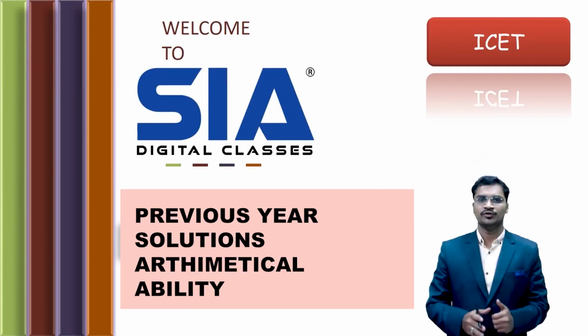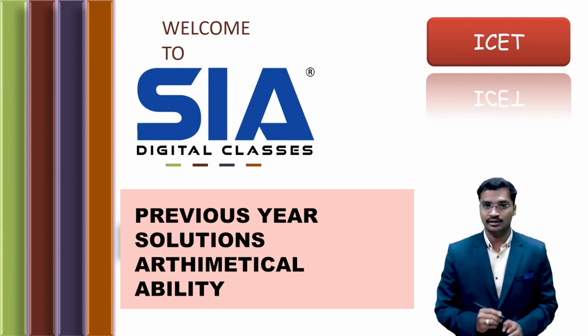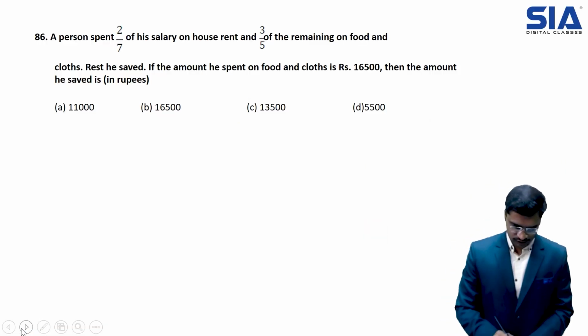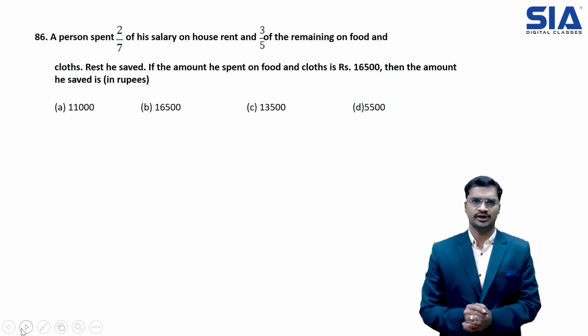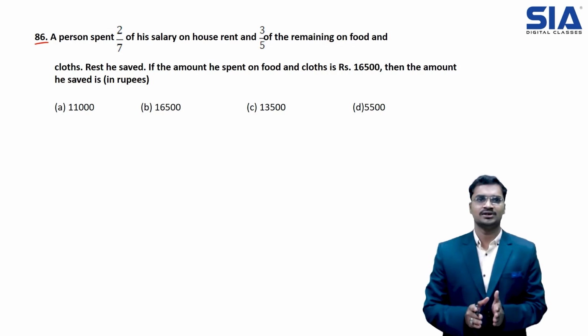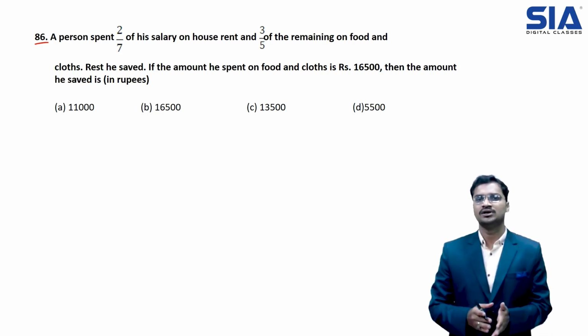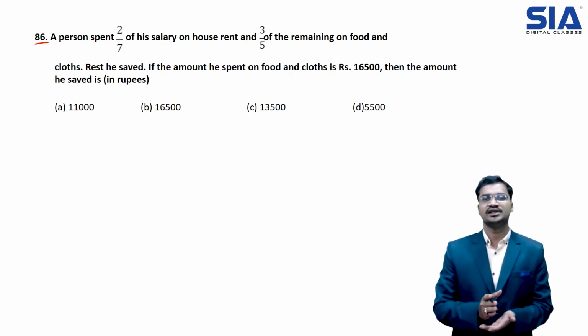In this video, we are going to solve some more questions from our topic, which is arithmetic ability. So our first question, the 86th question in your question paper, is: a person spends 2 by 7th of his salary on house rent and 3 by 5th of the remaining on food and clothes. The rest he saved.